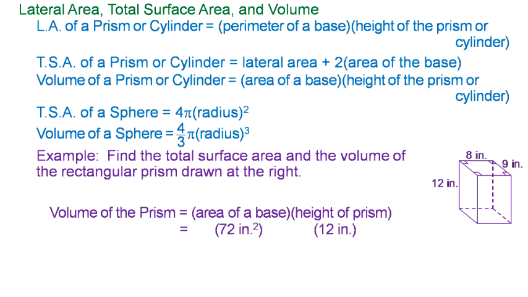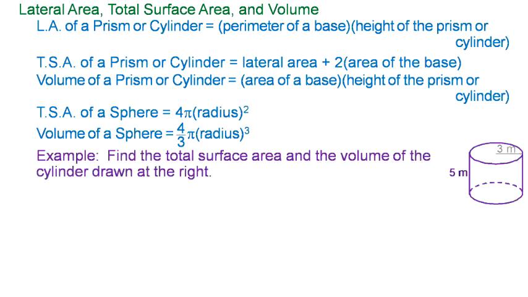As I said earlier, I can say that one of the bases of this rectangle has an area equal to 72 square inches. So, to find the volume of this prism, I can multiply 72 square inches by 12 inches. To simplify this, note that 72 times 12 is equal to 864, and I can multiply square inches times inches by noting that this means that I want to multiply inches times itself 3 times.